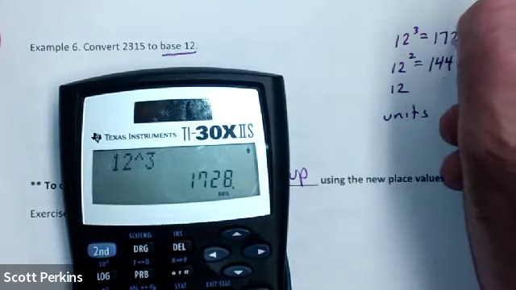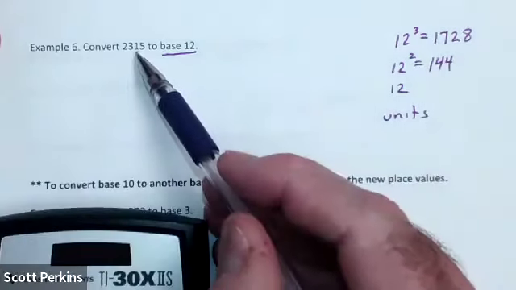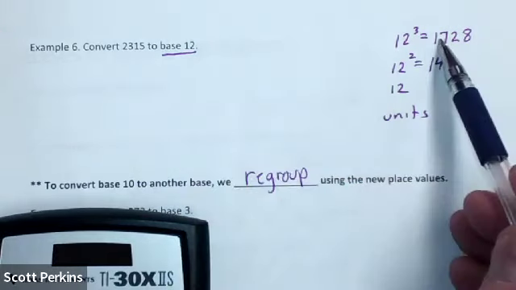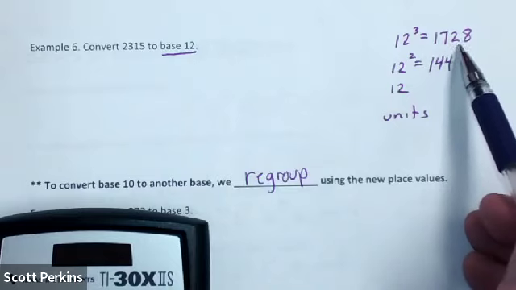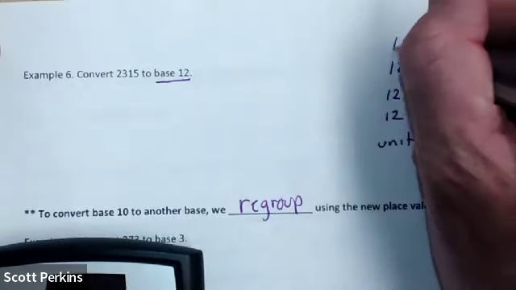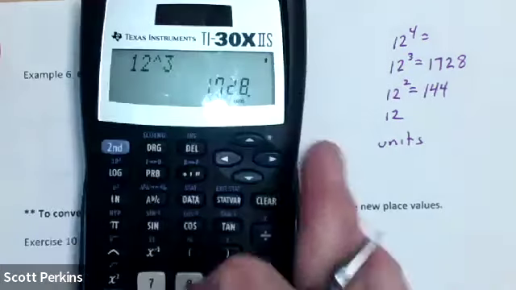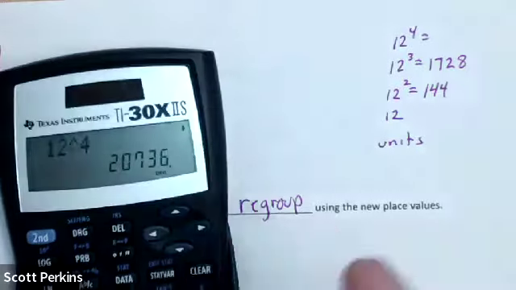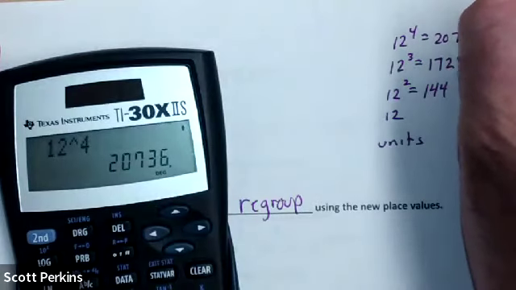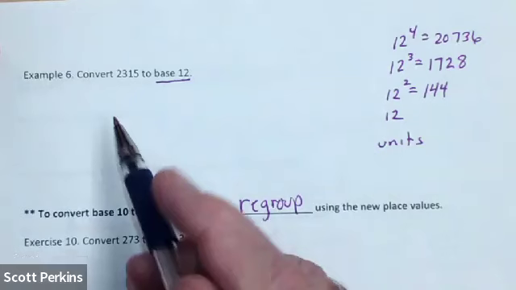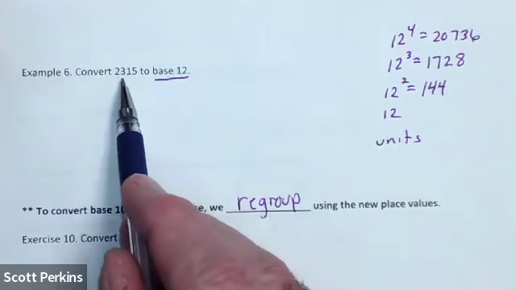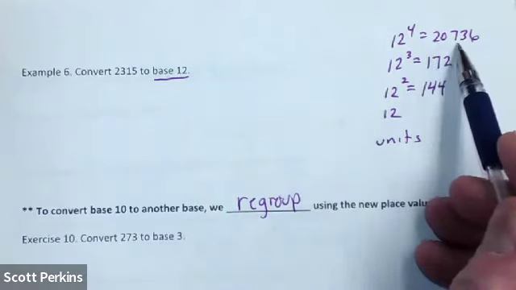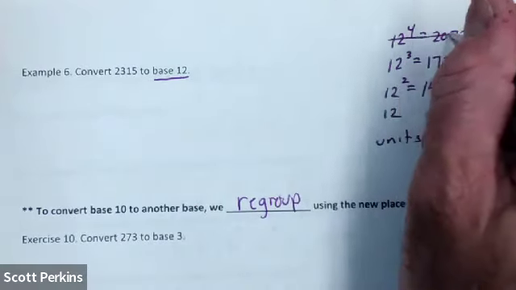It's 1,728. So again, I can make a full group of that out of, if I have 2,315 cans of Coke, I can make a full group. So let's try one more. 12 to the fourth. Well, 12 to the fourth is equal to 20,736. Well, that's too much. I don't have enough in my problem, 2,315. I don't have enough objects, whatever these are, to make a full group of this. So I'm going to cross this one out. That's not where I'm going to start.